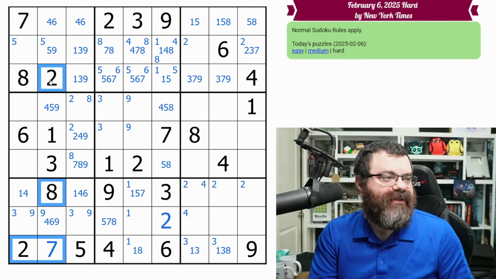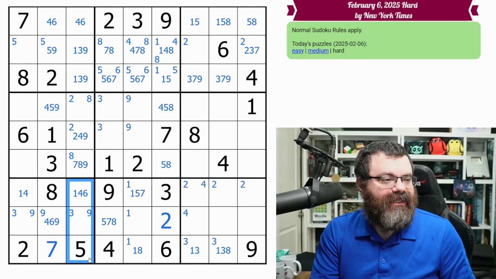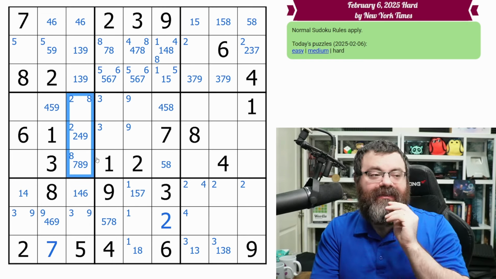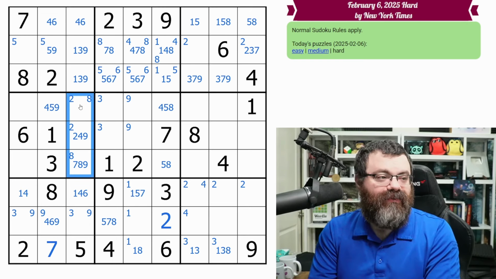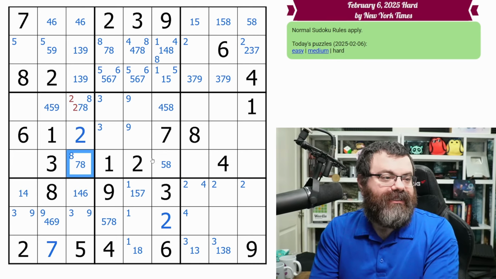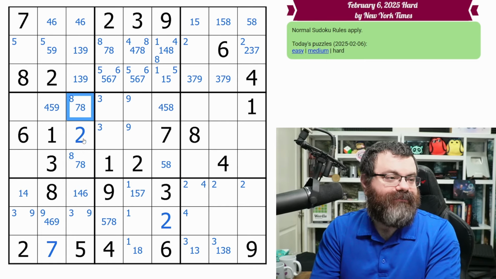Yeah, it's this 2, 7, 8 here. These can't be 2, 7, 8. So this is a hidden 2, 7, 8 triple. So anything that's not 2, 7, or 8 can be removed from these cells. This is only 2, 7, 8. This can't be 4 or 9, so this is only a 2. And that leaves a 7, 8 pair behind.